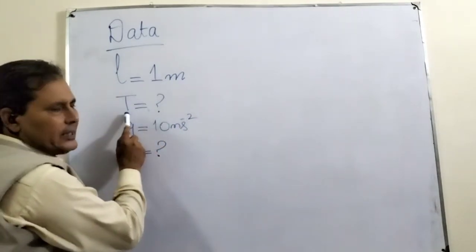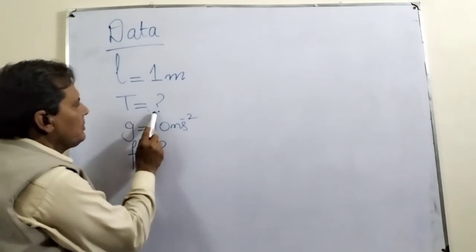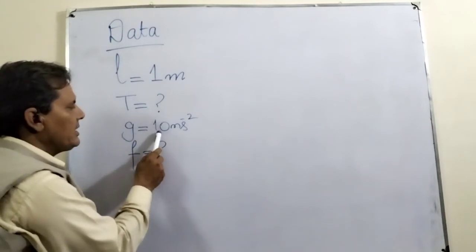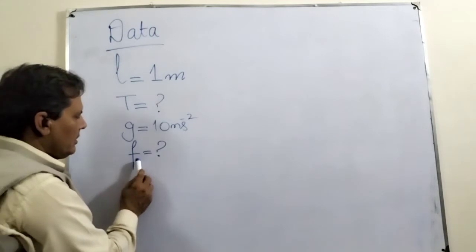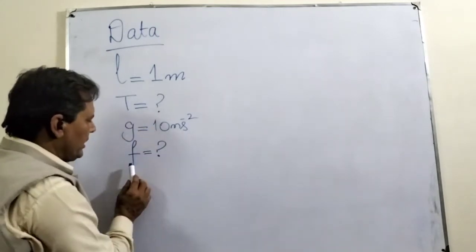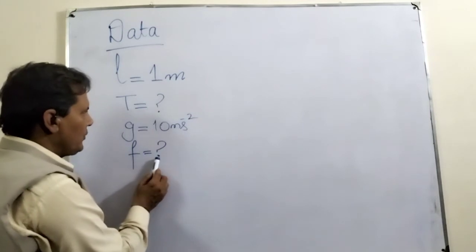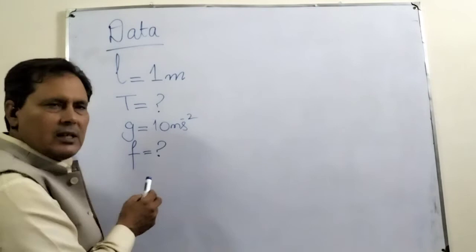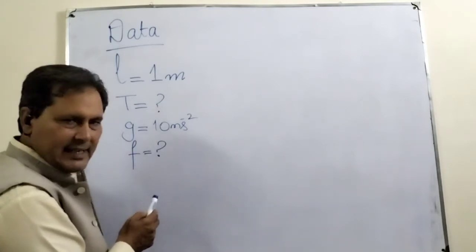Time period, that is the time required to complete one vibration, we are asked to find out. Also, we know the value of G is 10 meter per second square at Earth. Apart from time period, we are also supposed to find out the frequency of the simple pendulum.